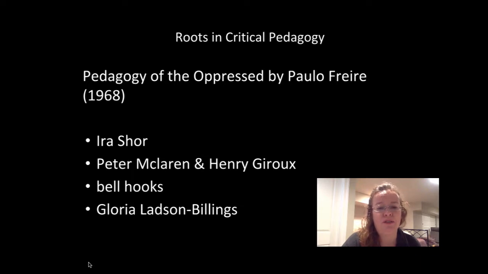Peter McLaren and Henry Giroux are known for bringing critical pedagogy to the United States educational system and research base. bell hooks and Gloria Ladson-Billings are known for taking up critical pedagogy and developing some terms like culturally responsive pedagogies and culturally sustaining pedagogies. I encourage you to research each one of these scholars and researchers, educators, to learn more about their work.